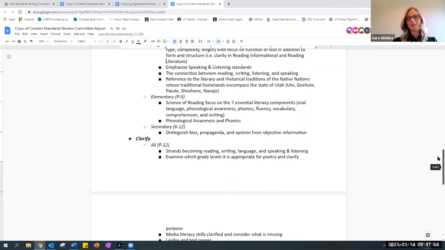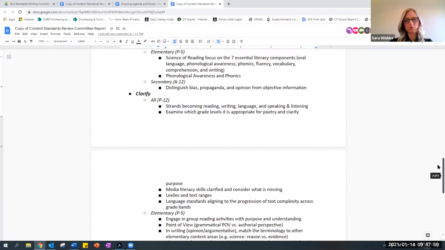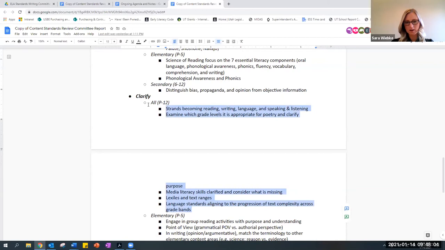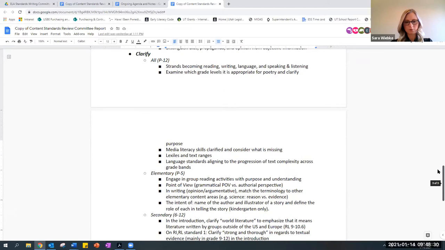And then we have clarify. So I think we'll start with what needs to be clarified within the P12 space here, and then we'll move down to just the elementary section. So read that space first. I'll scroll down to the elementary and secondary section.